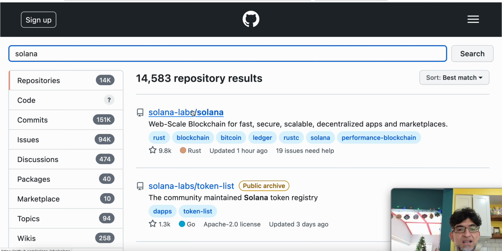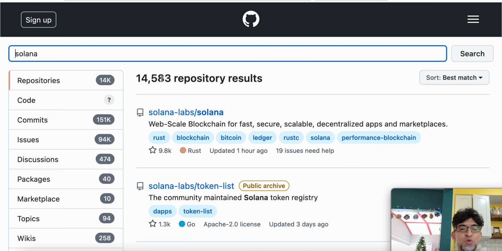So here I'm looking at GitHub, and GitHub is really difficult to understand, and it's very confusing. It's showing 14,583 repository results for Solana. So you want to look, and this is what's called a repo, actually, and not to get mixed up with TradFi that calls repos repurchase agreements. Nothing to do with that.